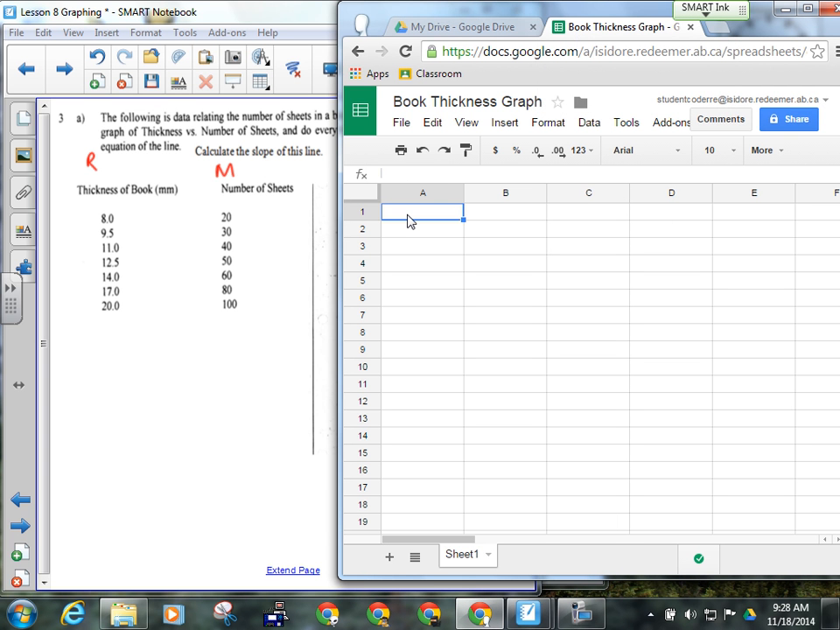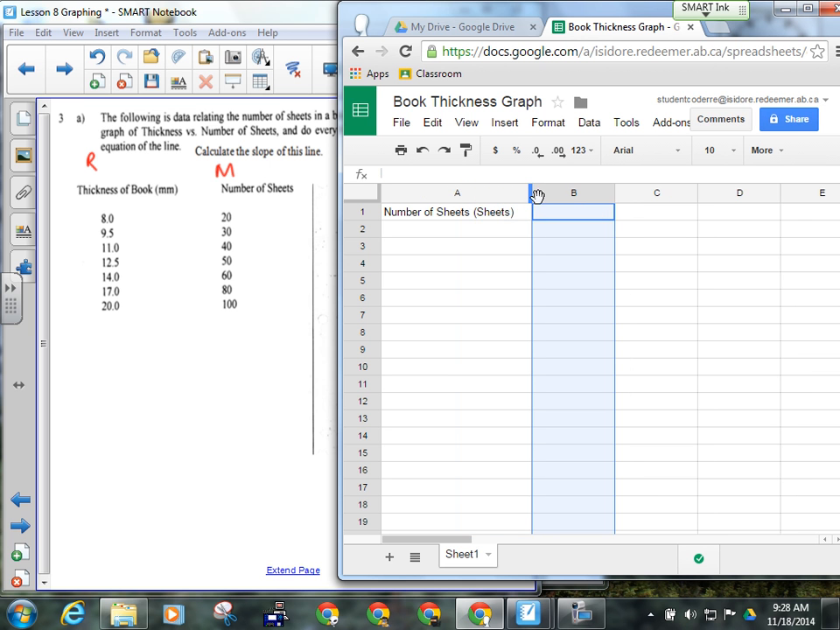What we want to do is whatever we want on the x-axis, we need to put in the first column. We've already decided that for this one, our number of sheets was going to be our manipulated variable. So that's going to go in our first column here. If I click on that, I'm just going to put in number of sheets. And the units for that can be sheets, because that's really the units for it. And I'll just make that a little bit wider, just so that it all fits and doesn't disappear.